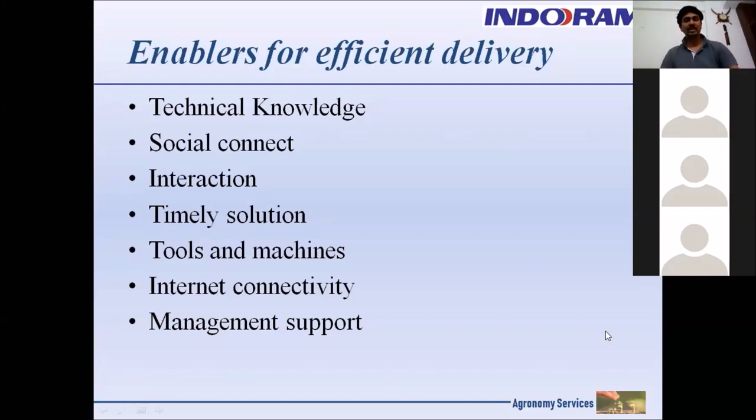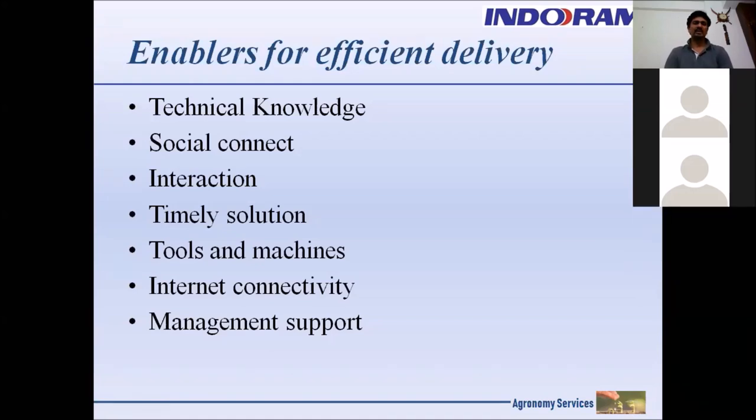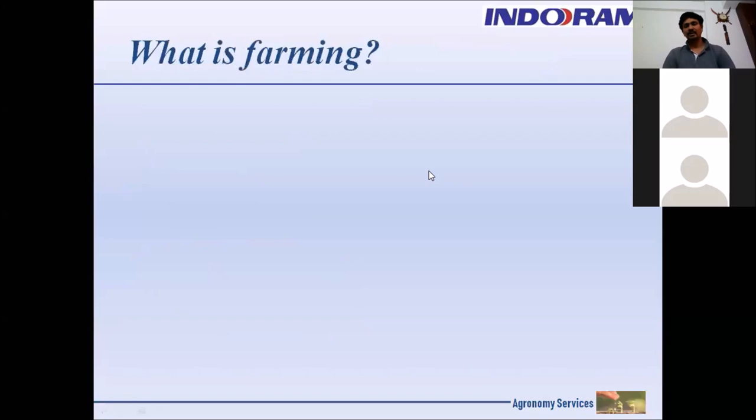Last but not least, the management support is also one of the enablers. So if your management, or the company's top management, is supporting you to deliver your role, then definitely you will be delivering your role efficiently. Now, so far we learned what your role is, who all your customers are, what your customer's expectation is, and what the enablers are for ensuring effective delivery. So let's move towards farming.